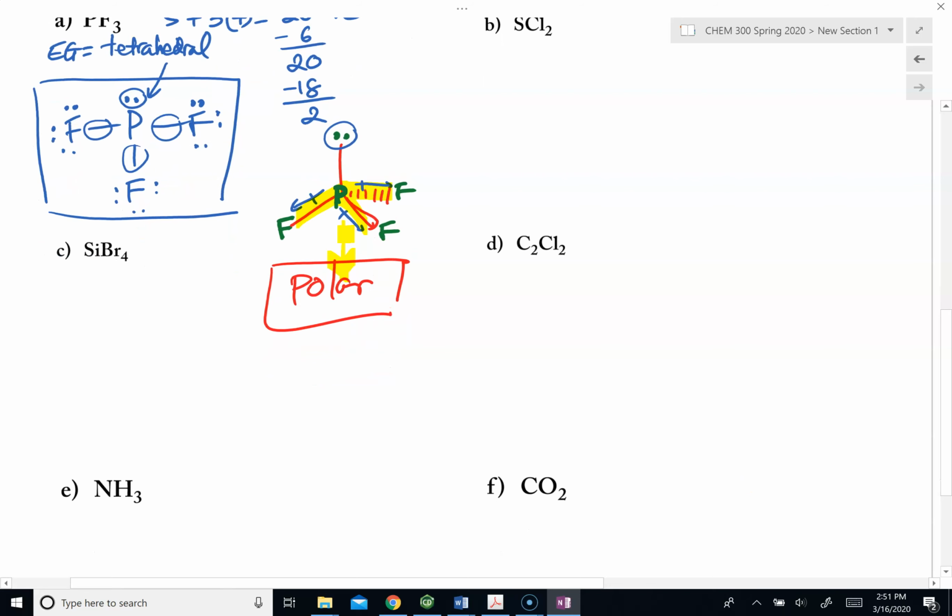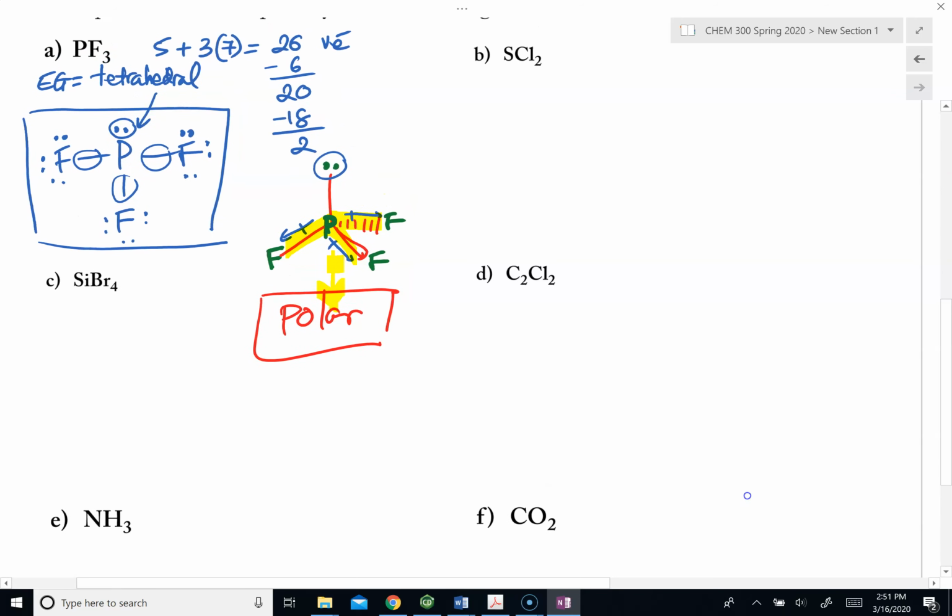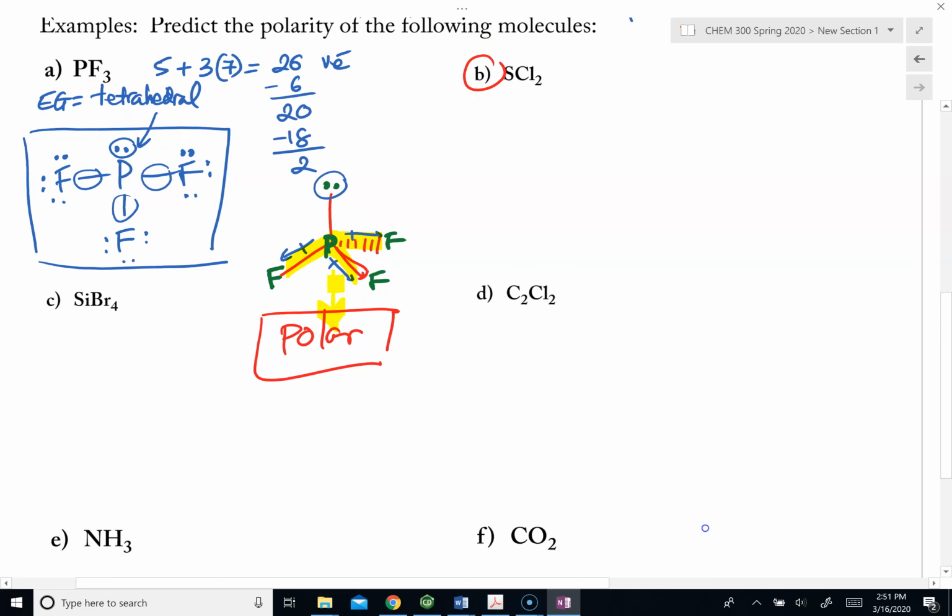Please try the other example. Let's say now we're going to try B. So the Lewis structure of this molecule, why don't you take a minute to work on it before we go over the answer together.